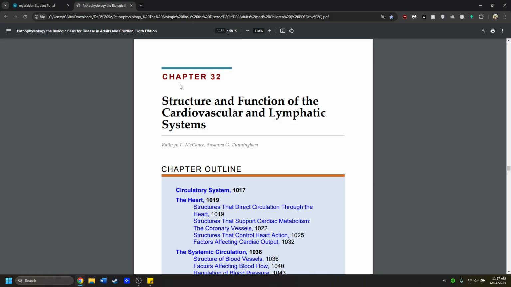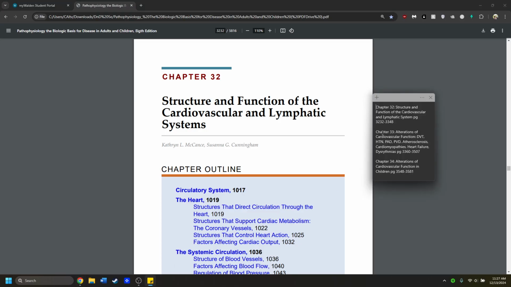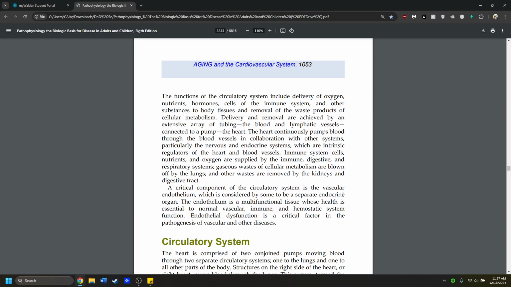Today we're talking about Chapter 32, the structure and function of the cardiovascular and lymphatic system. Our pages may not specifically line up, but we'll be reading the entirety of the chapter. So we'll jump right in.